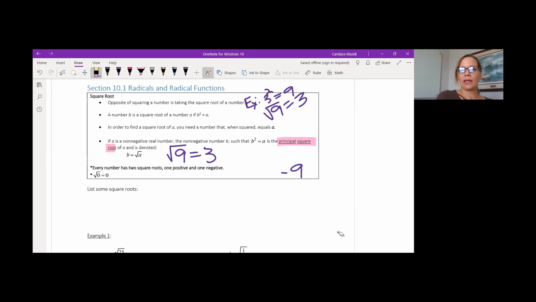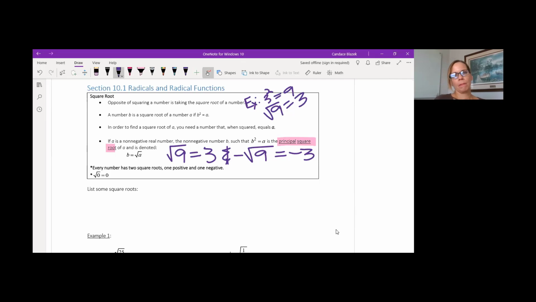Now, how do you get the -3? Because that's an important number as well. Well, to get the -3, we put that negative sign out front. So negative the square root of 9 is equal to -3. So that's how you would represent or get the negative square root. Okay, so when it's just the square root of 9, we're always looking for that positive value.